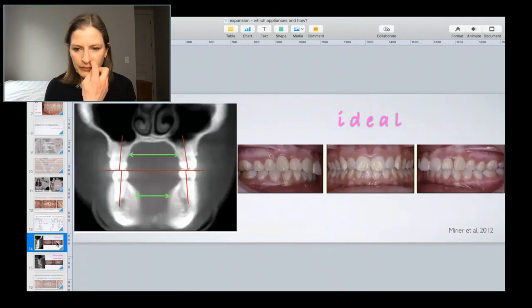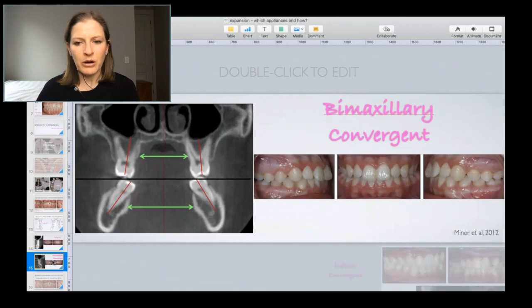But so if we look here, this would be our ideal. And we have clinically no crossbite. And in the CBCT, we have the teeth centered in the bone and they're upright here. If we look at this picture here, this is what we would call bimaxillary convergent. So clinically, these are really tricky. We see that there's no crossbite, but let's look at that CBCT and you get a sense of the extreme lingual inclination of those lower teeth.